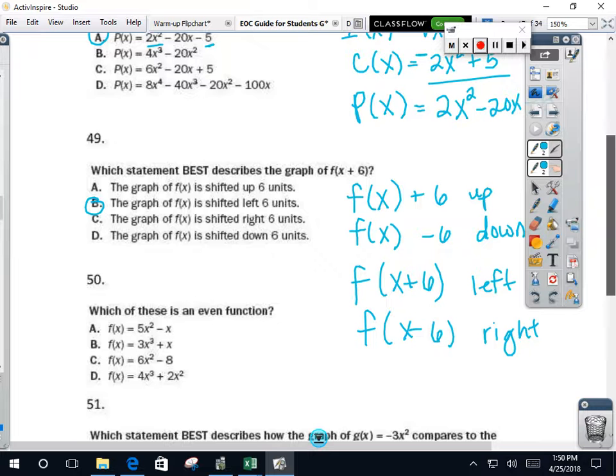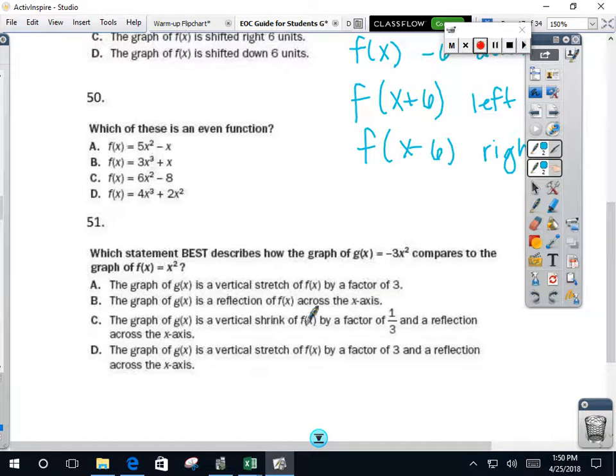Okay, 50. Which of these is an even function? Does anybody remember last week when I was teaching you about even and odd functions, what the rules for even functions are? Even functions are symmetric to the y-axis, and their end behavior behaves the same way. Like on the ends of the graph, both ends go up or both ends go down. Odd is when they behave in opposite ways.